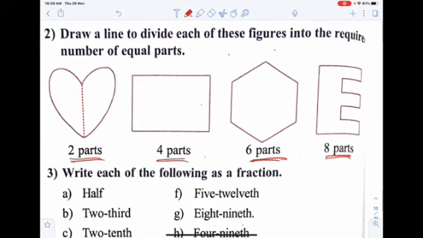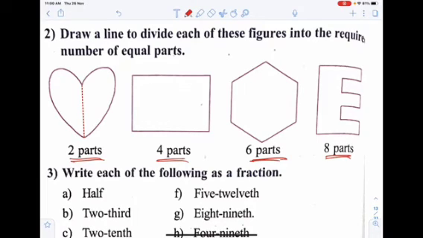Now the second figure is you are asked to divide it into four equal parts. That you can very well do it. I can just give you suggestions that you can divide it horizontally and vertically. Then you will get equal parts. Now the third problem also is easy to draw into 6 parts. Now the fourth one is being asked to divide into 8 equal parts.